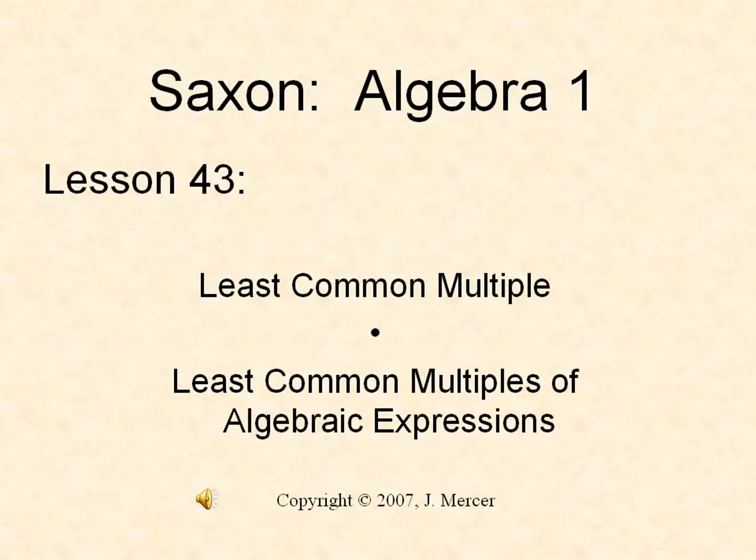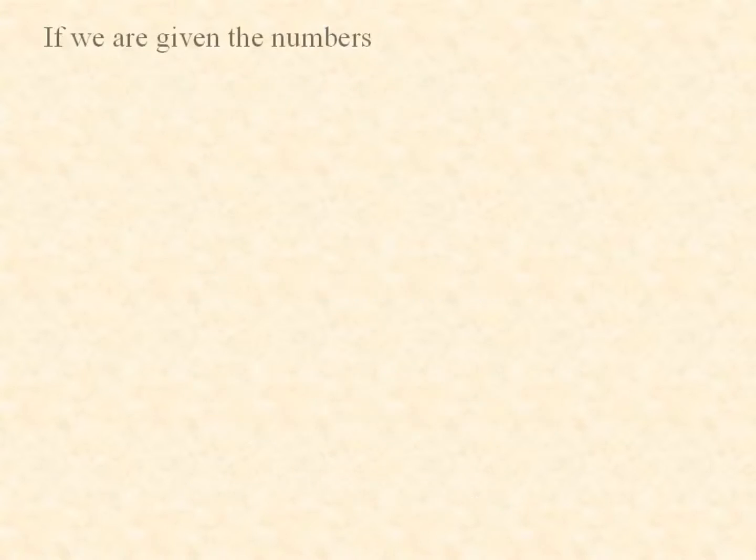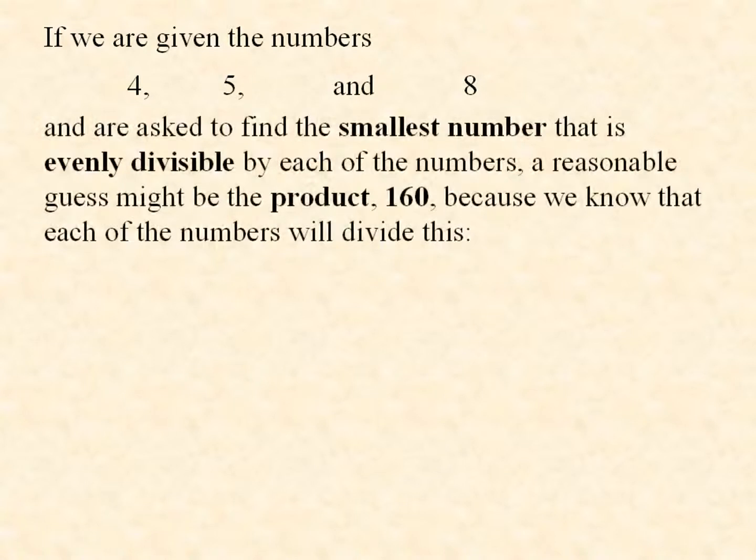Saxon Algebra 1, Lesson 43. We study least common multiples and the least common multiples of algebraic expressions. If we are given the numbers 4, 5, and 8, and are asked to find the smallest number that is evenly divisible by each of the numbers, a reasonable guess might be the product, 160, because we know that each of the numbers will divide this.